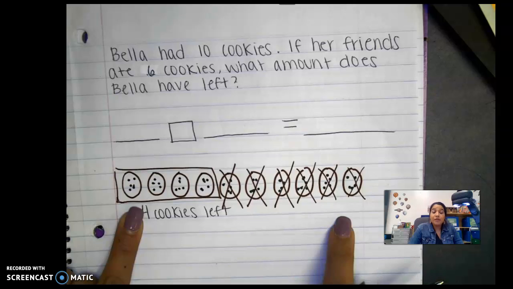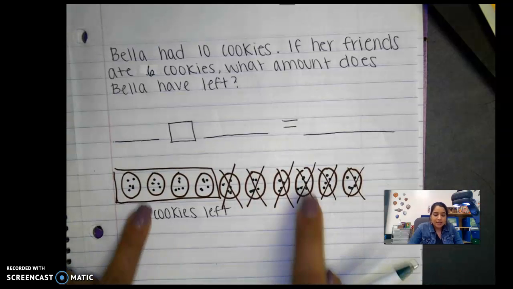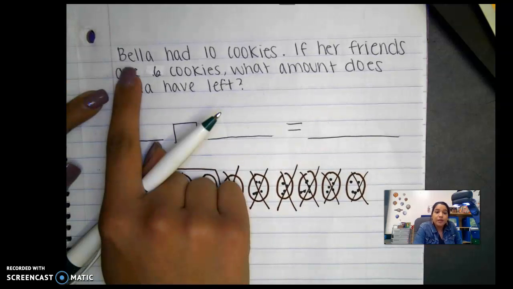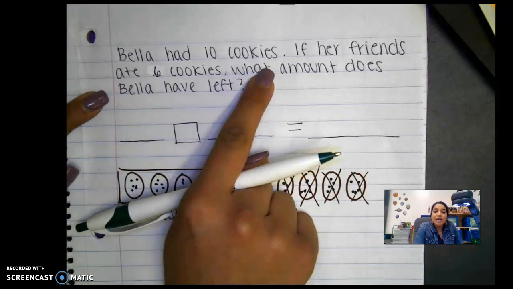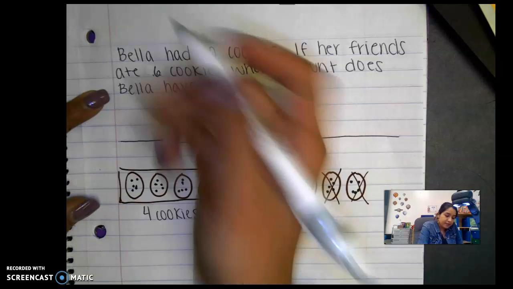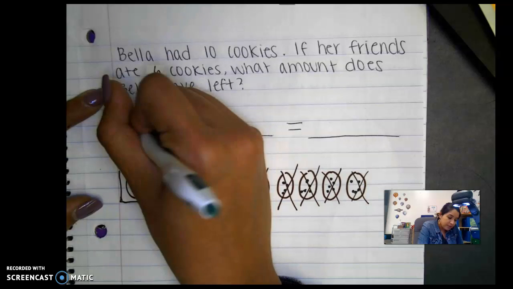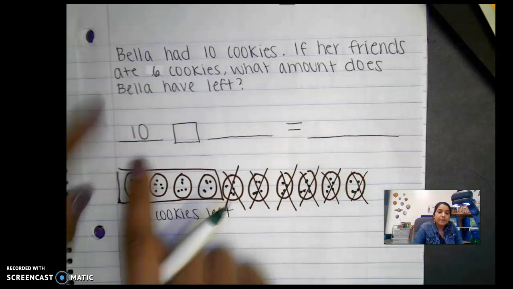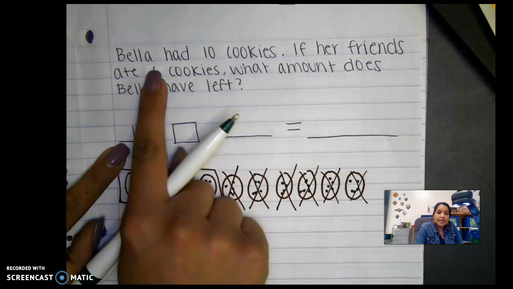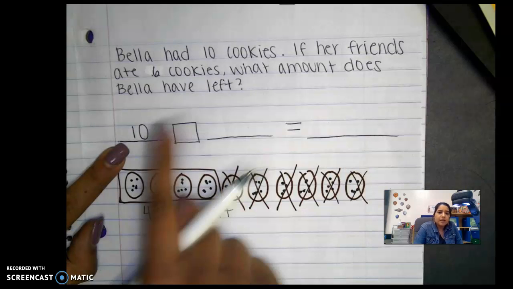So now we solved the problem with our drawing. Let's go ahead and put it in a number sentence. So let's go ahead and read. Bella has 10 cookies. How many cookies does Bella have? 10. So I'm going to put 10 right here. Okay? If her friends ate 6 cookies, what amount does Bella have left?